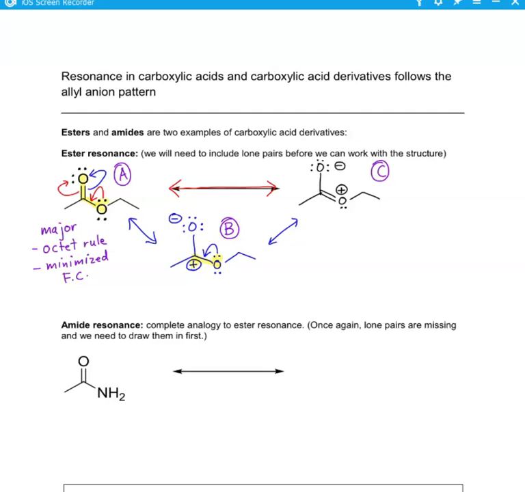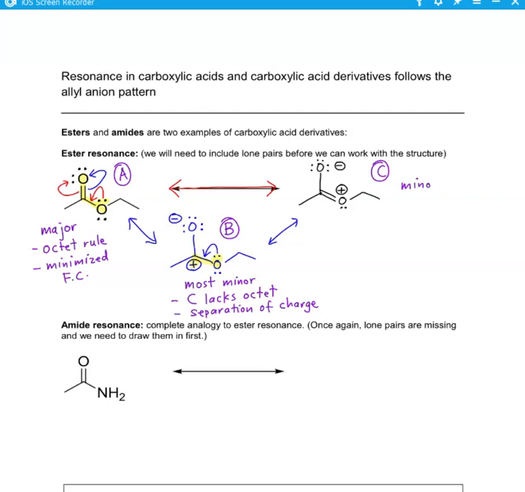The most minor contributor is structure B. In structure B, carbon lacks an octet. You also have a separation of charge. So it's that lack of an octet on the carbonyl carbon that makes this the most minor contributor.